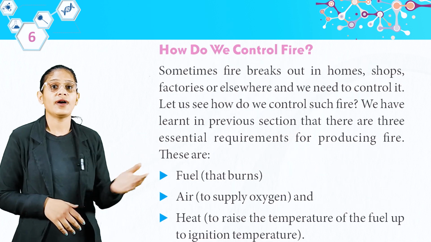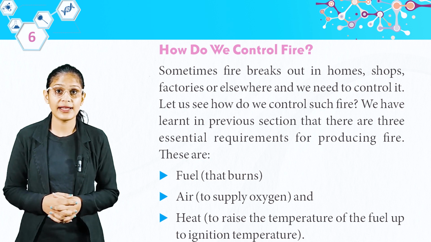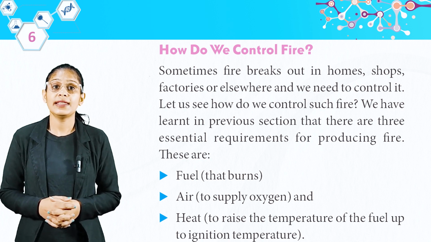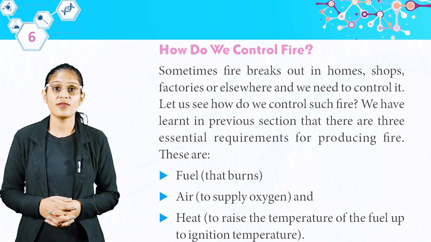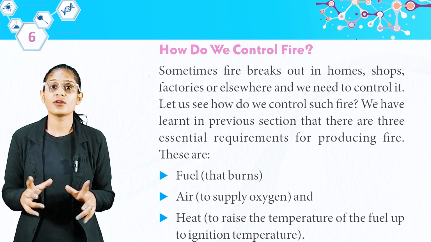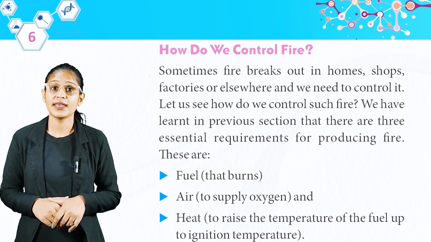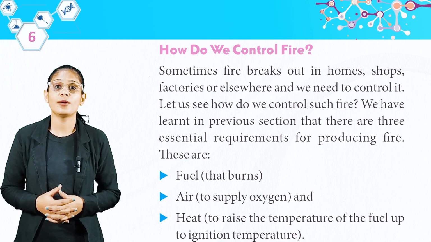How do we control fire? Sometimes fire breaks out in homes, shops, factories or elsewhere and we need to control it. Let us see how we control such fire. We have learned in previous sections that there are three essential requirements for producing fire. These are fuel that burns, air to supply oxygen, and heat to raise the temperature of the fuel up to ignition temperature.